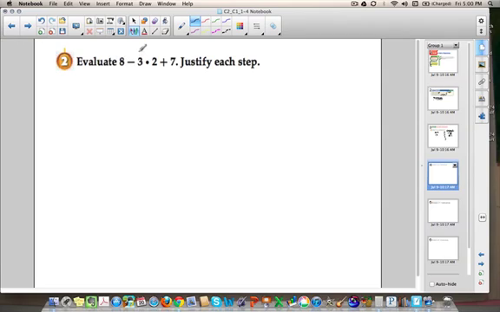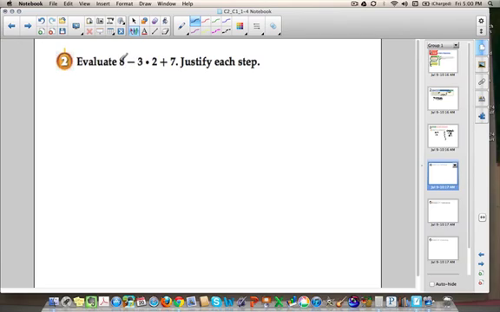We have 8 minus 3 times 2 plus 7. First thing I'm going to ask myself, are there any parentheses? No, I don't see any parentheses here. Are there any exponents? No, I don't see any exponents here. So that means we're on to the multiplication and division. So that means we're going to do all the multiplication and division from the left to the right.